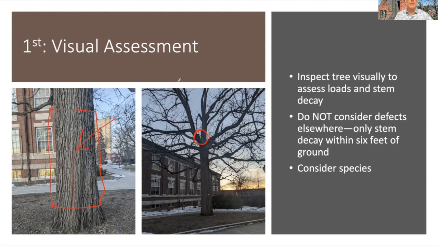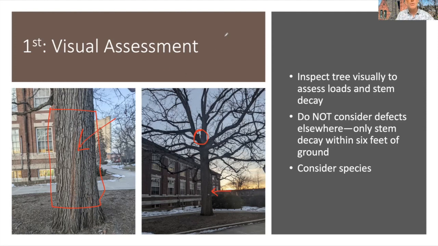So the first one is just a visual assessment. We did remind people to take species into account, as well as the overall health of the tree, because that will influence how well the tree is going to grow and compartmentalize. Those were factors for sure, but we just wanted to make sure that the likelihood of failure rating was based on the decay in the trunk, not some other defect someplace else.